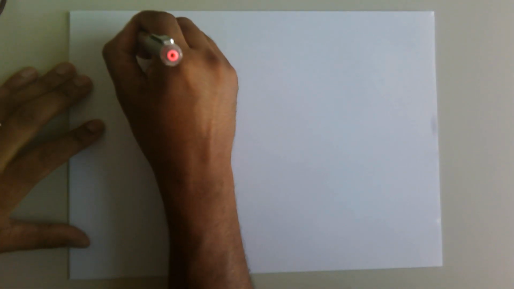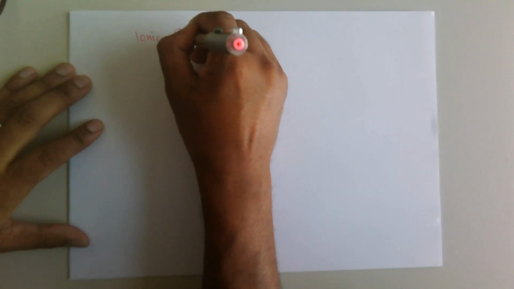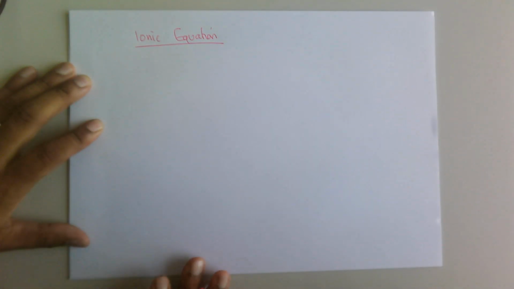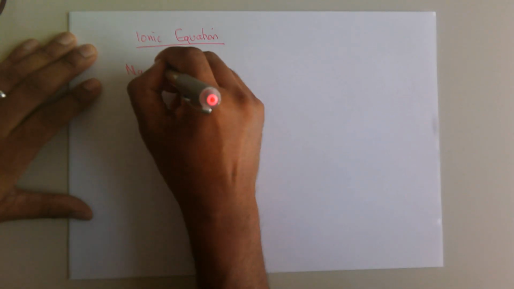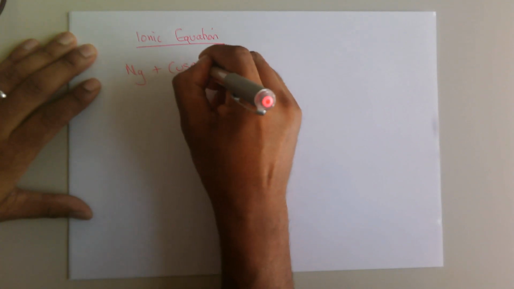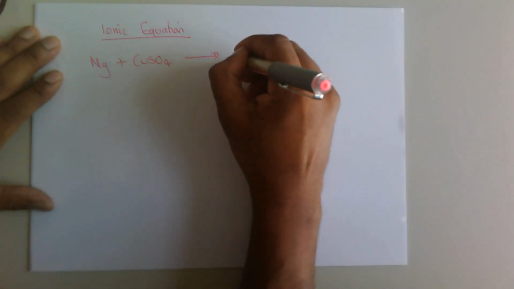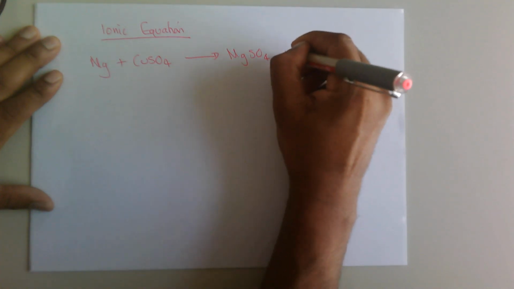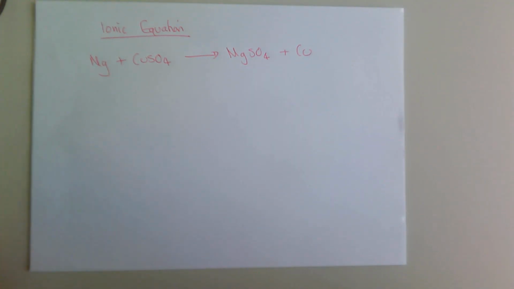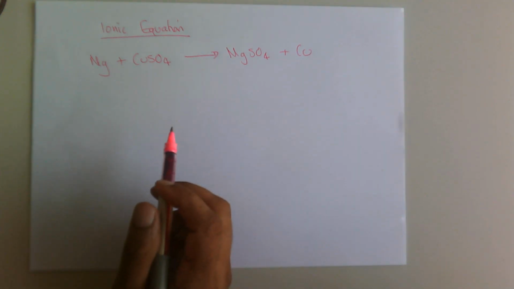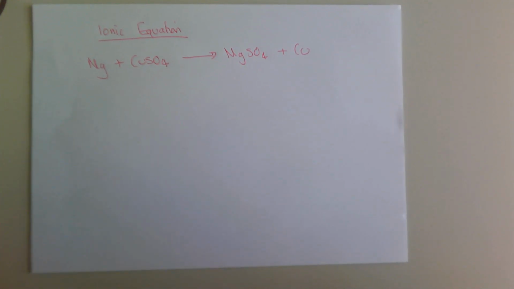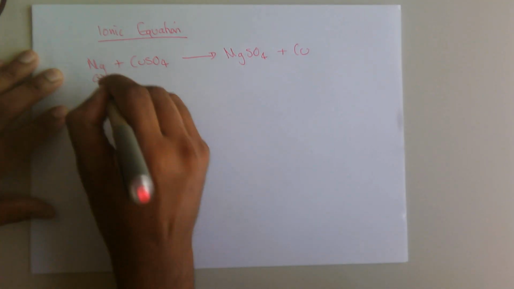Right, ionic equations. If you take a reaction where you react a metal with a solution, say you've got magnesium and you react it with copper sulfate solution, you'll end up making magnesium sulfate plus copper. We know this because magnesium is more reactive than copper, and that's a very typical displacement reaction.